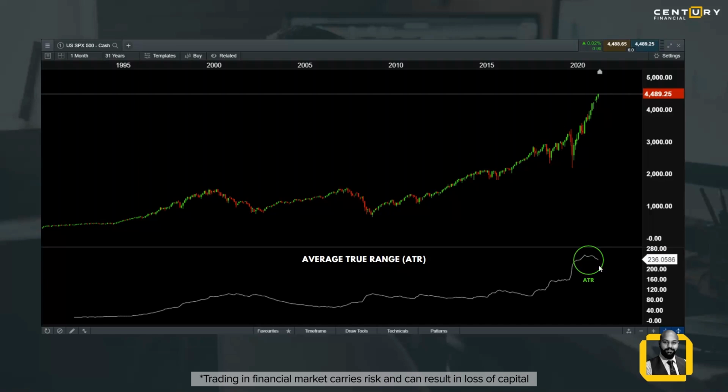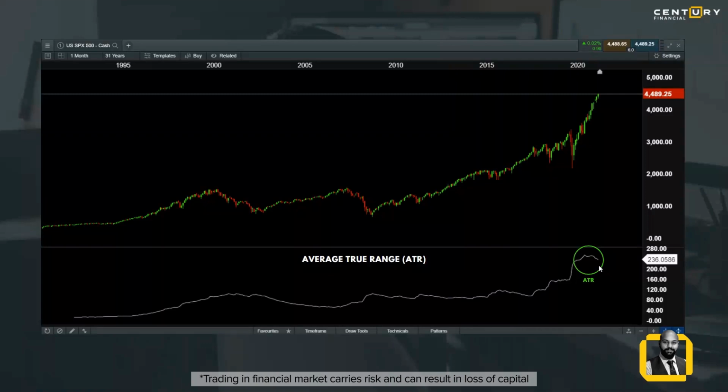Now, how does ATR help us? Why do we need to understand how many dollars it moves? It is very crucial for us to understand how many dollars it moves, because depending on that, we can always strategize our entries and exits.